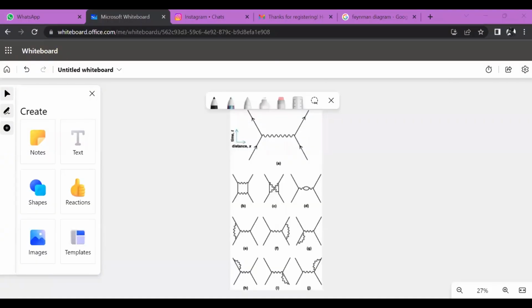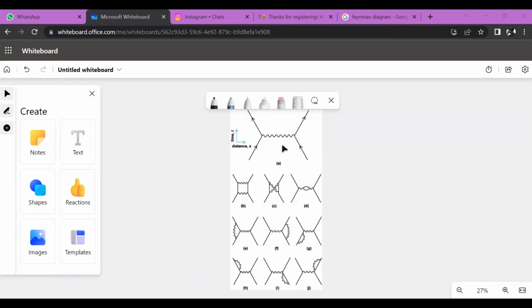So actually there are a lot of formulas, which are used to make Feynman diagrams. I'm sharing my screen. Ah, your screen is visible.